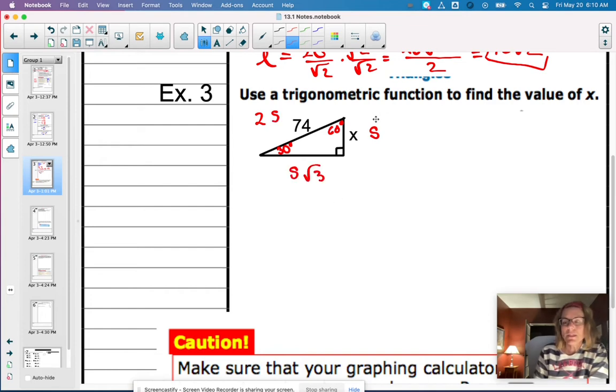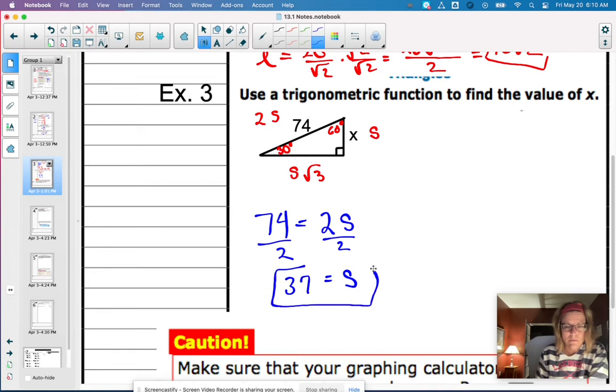On these 30, 60, 90 triangles, you always start with what you know. We know 74 is the hypotenuse, and we know that is equal to 2S. Divide both sides by 2. S is equal to 37. So that is our X value. There we go.